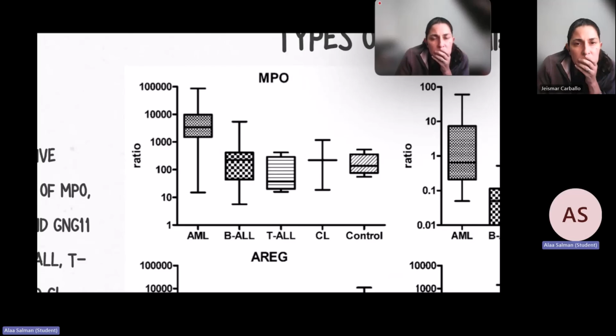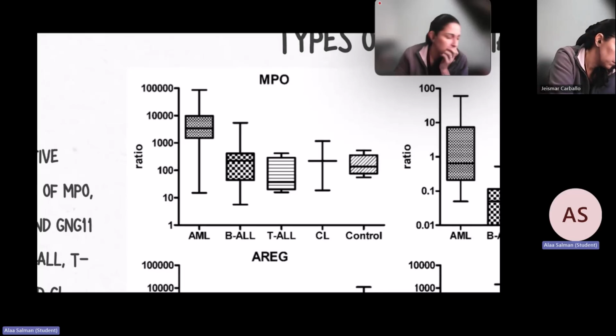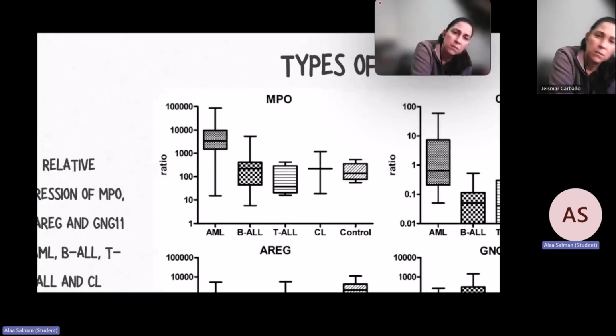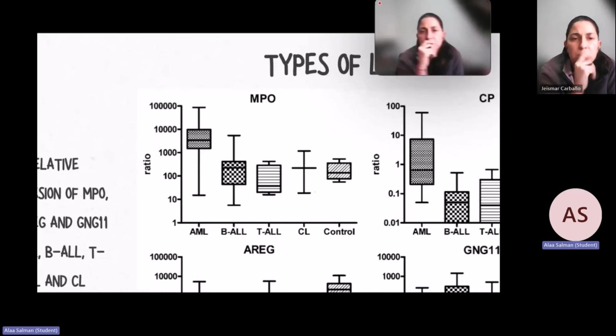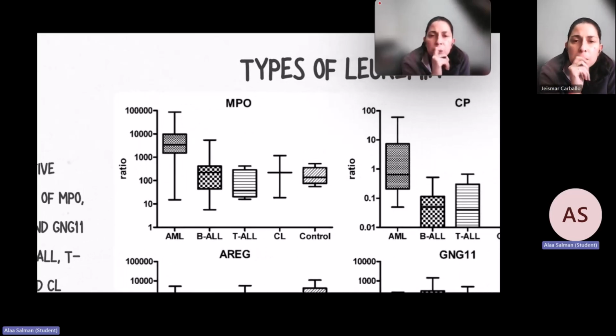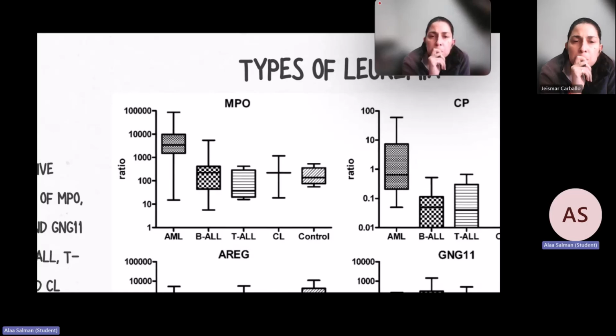The difference of MPO regulation for TALL, BALL, and CL was insignificant compared to control. So therefore, MPO expression can distinguish myeloid from lymphoid leukemia. So they can use this gene to differentiate between the myeloid and the lymphoid types of leukemia.